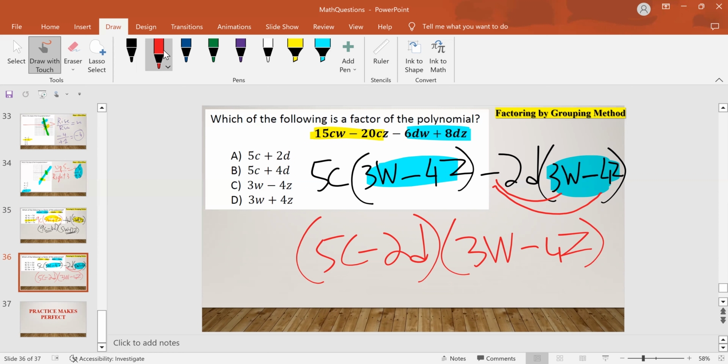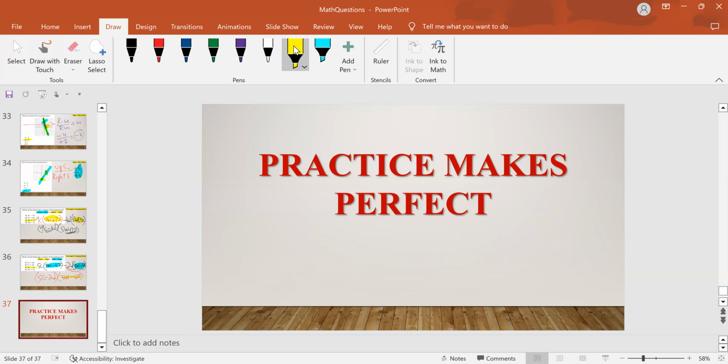Okay, nice. And here, we check the 4 choices. We have 5c plus 2d. No. We have a 5c plus 4d. No. 3w minus 4z. Yes. 3w minus 4z. Okay. So, this is the end of the first part of this practice test.